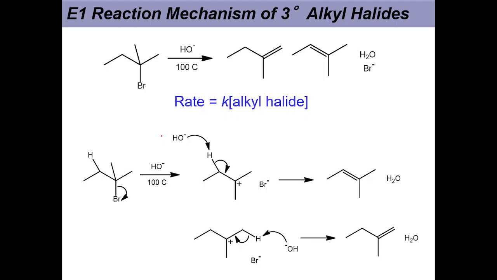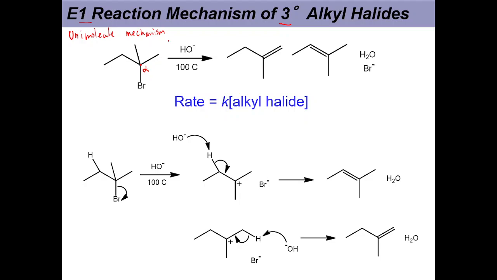The next one is going to be another elimination, but with a different mechanism. This is an E1 reaction. Most of the time, you would only have a tertiary alkyl halide to undergo the E1 mechanism. The E1 mechanism, relative to E2, is because this is going to be a unimolecular mechanism. You can see this is a tertiary bromide. This is going to be the alpha carbon.